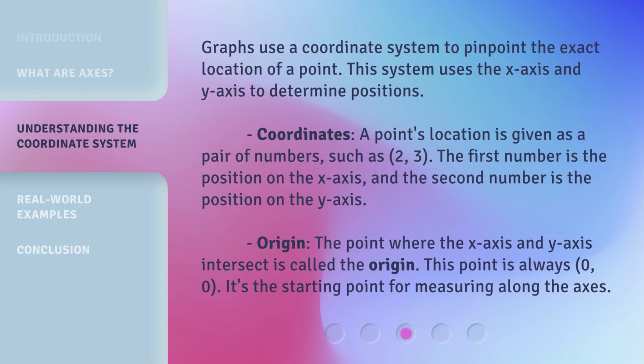Origin. The point where the x-axis and y-axis intersect is called the origin. This point is always (0, 0). It's the starting point for measuring along the axes.